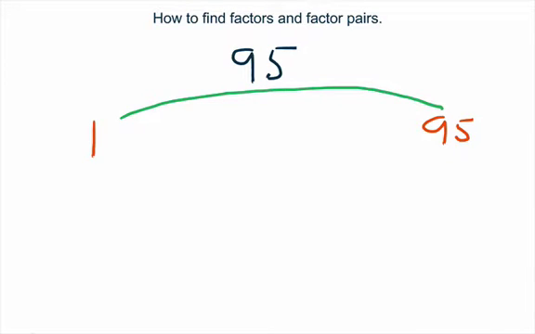Now let's ask ourselves the question. Let's go to the number 2. Can the number 2 go equally into 95? Well, what's the rule again for the number 2? 95 has to be even. Is 95 even? Does it end in 0, 2, 4, 6, or 8? The answer is no, it ends in 5, so 2 does not go in, so we're going to leave 2.